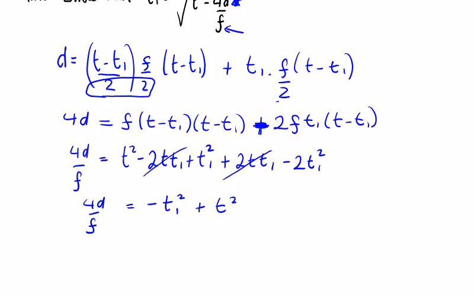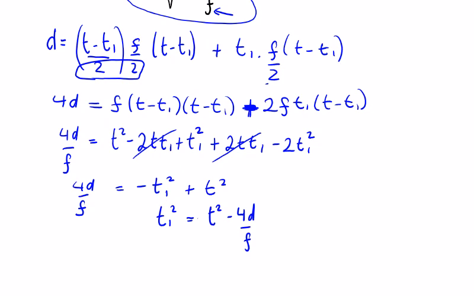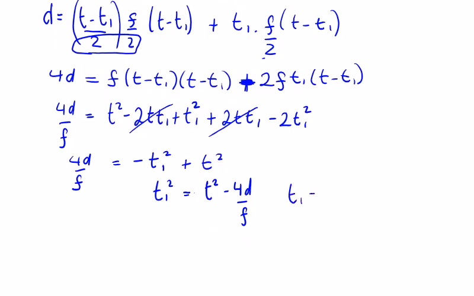So if I bring the 4d across to meet the t squared, I'm going to get t squared minus 4d over f. And if I bring the t1 squared to the left, I'm going to have t1 squared. And now if I get the square root of both sides, I have my answer we can see here. So t1 is equal to the square root of t squared minus 4d over f.